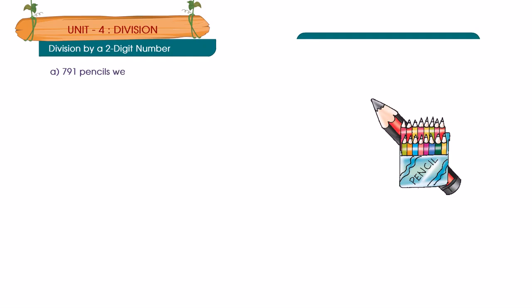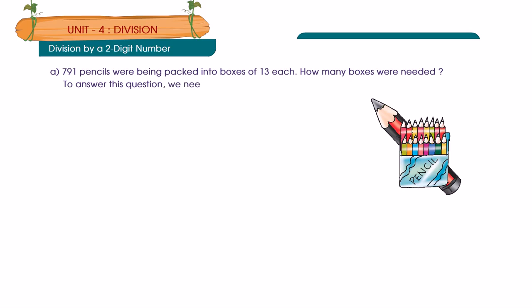Division by a 2-digit number. A. 91 pencils were being packed into boxes of 13 each. How many boxes were needed? To answer this question, we need to divide 91 by 13. 91 divided by 13 is equal to how much?